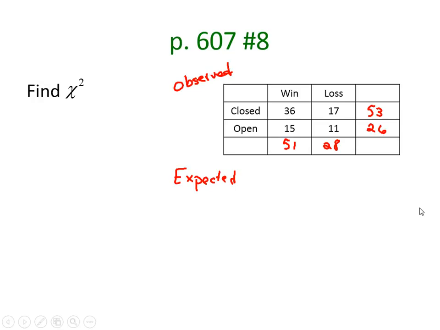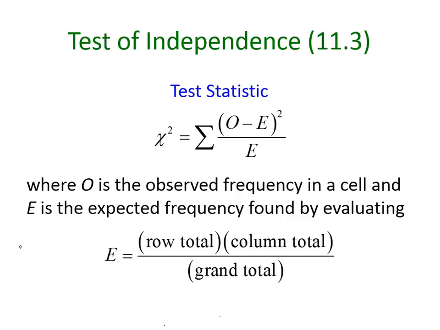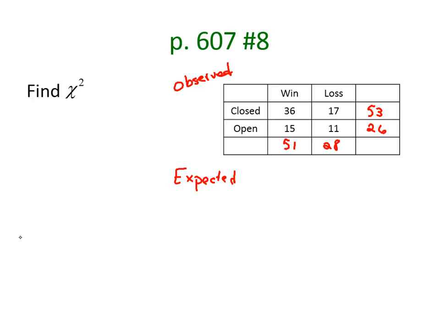So trying to see, is there a relationship? Well, to figure out the expected, you're going to take the row total times the column total divided by the grand total, which I guess I didn't find what the grand total was.